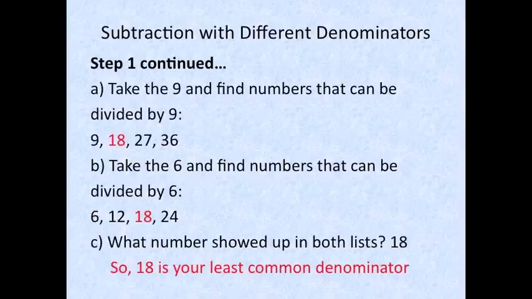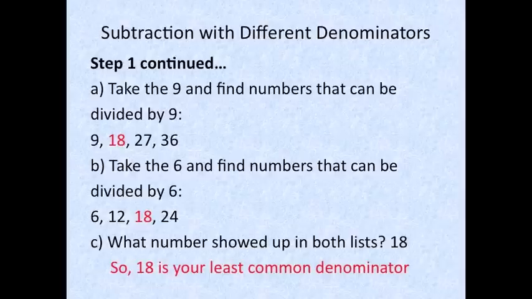So step 1 continued. It'll be a process of 3 steps. First step is take the 9 and find numbers that can be divided by 9. 9 is one of the denominators, remember that. So I found that 9 can be divided by 9, 18 can be divided by 9, 27 and 36 can also be divided by 9. How did I find these numbers? Simple. I did 9 times 1 is 9, 9 times 2, 18, times 3, 27, times 4, 36.